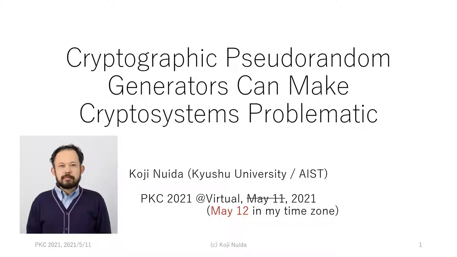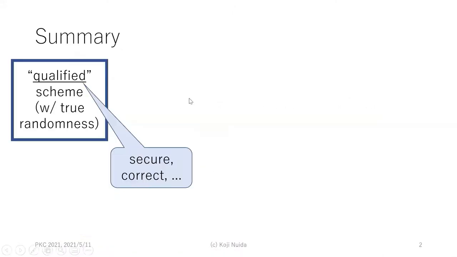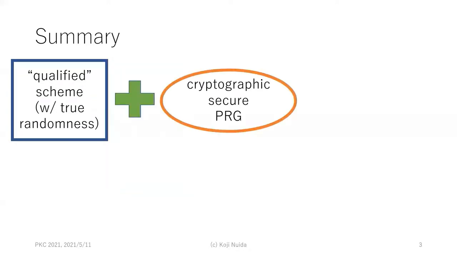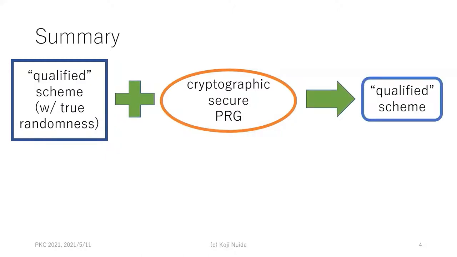Today I explain a research result on what may happen when we use cryptographic pseudorandom generators to implement cryptographic schemes. Cryptographic schemes are expected to have nice properties such as security and correctness, and their theoretical design is supposed to use true randomness. But it is expensive to implement true randomness in practice, so the use of a cryptographic PRG is usually recommended. And we expect that the scheme still has a nice property when the PRG is used.